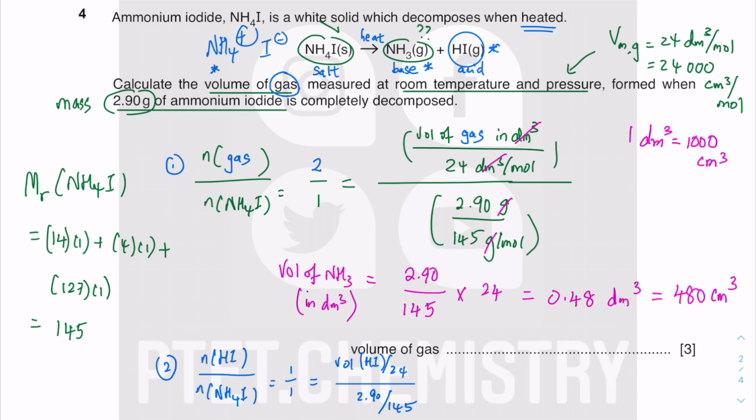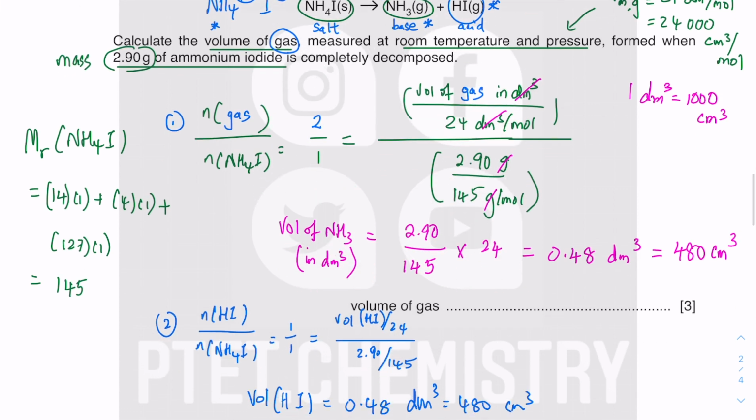And that is related to, using up 2.90 gram of this ammonium iodide. So instead of NH3 there now is my volume of gas. And then that will be multiplied by 2, because when I bring this up, it will be 2 over 1.